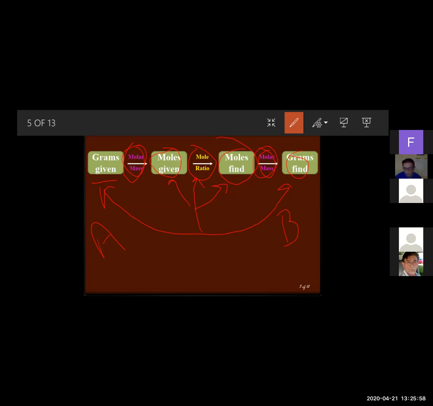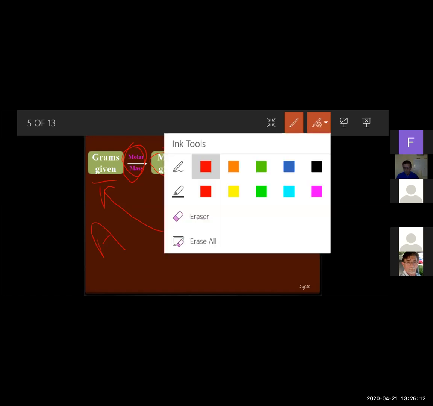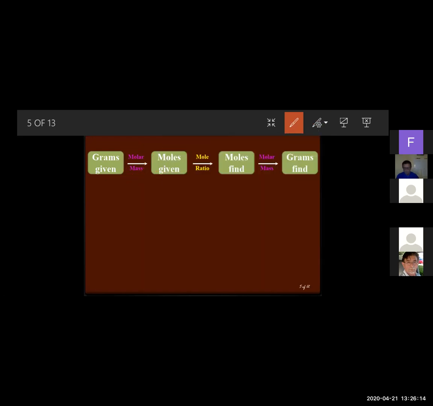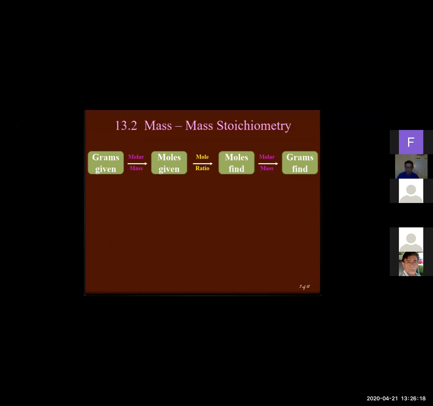Because in the lab, we don't have a balance that weighs out in moles. We have a balance that weighs out in grams. So we don't work with moles in the lab. We work with grams, but we calculate moles. So this flow chart summarizes the whole thing of going from mass to mass: mass of what you're given, mass of what you're looking for.